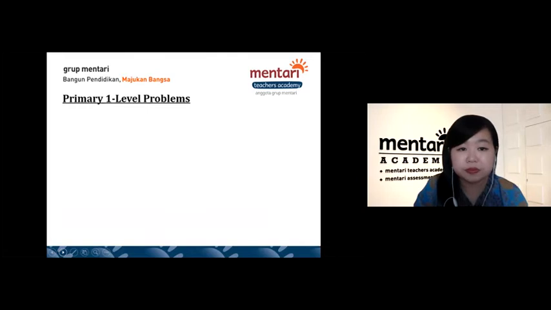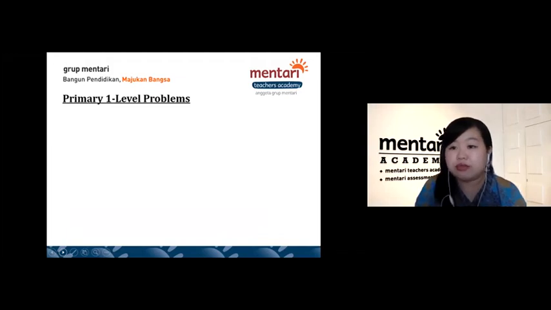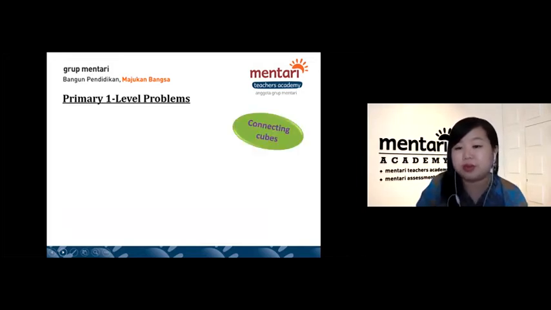Okay, so we're going to start. The way I am structuring the problem is really from the younger level, from the primary 1 level problems all the way into primary 6. That way hopefully we can all see how the level of complexity of the problem also develops over the different grade levels. So let's start from a very simple one.